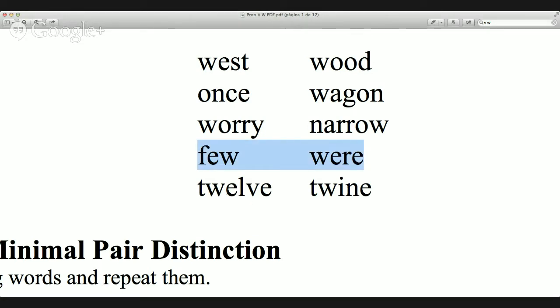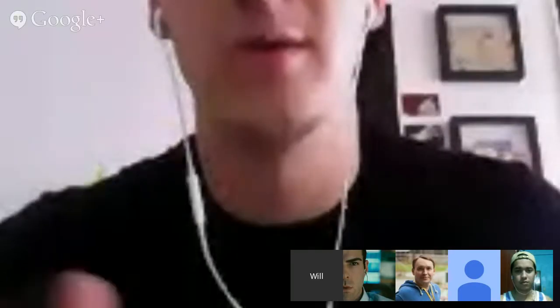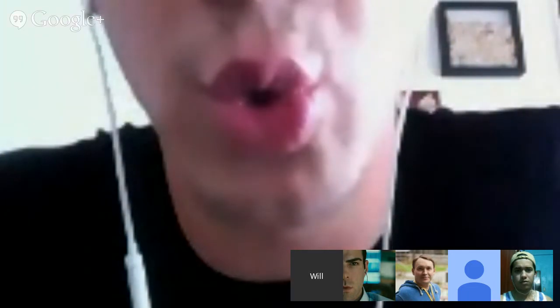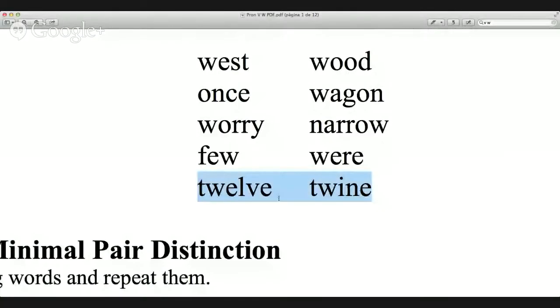Few, were. And here, now we have both sounds. Twelve and twine. So this one, we have both sounds. Twelve, twelve, and twine. So Aldis, start for us there. Twelve, twine. Twelve, twine. Good. Jade. Twelve, twine. Pavel. Twelve, twine. And Peter. Twelve, twine. All right, that was excellent, everyone.